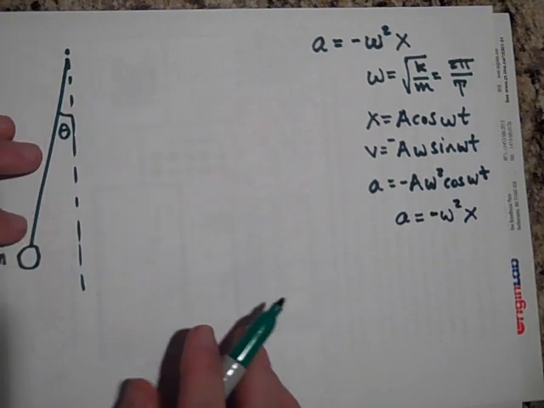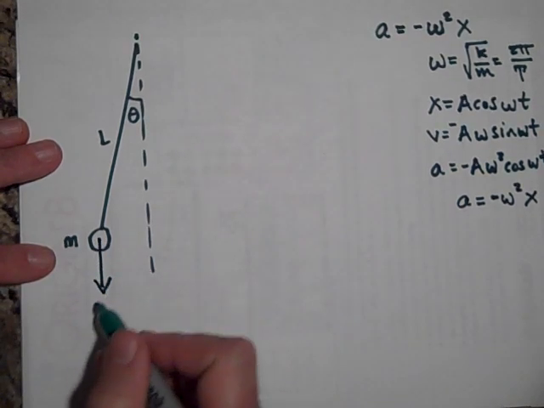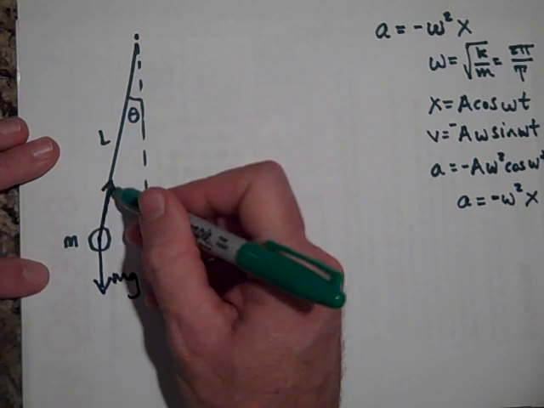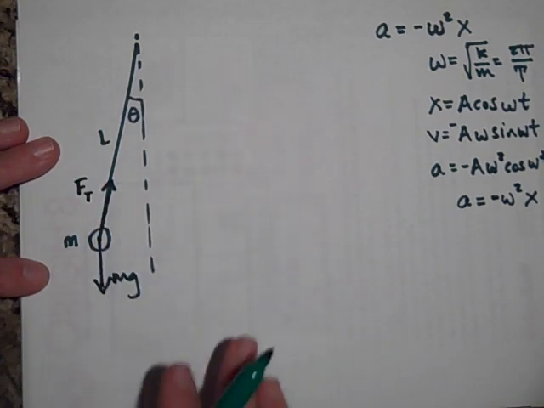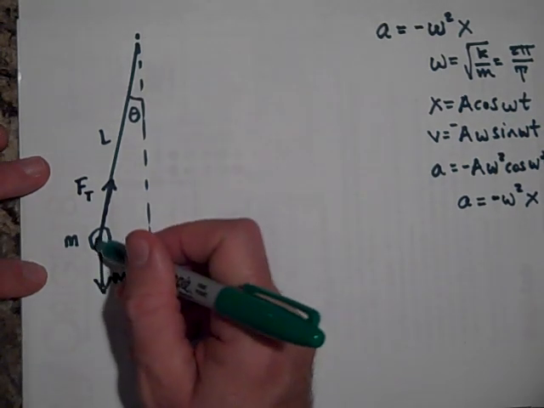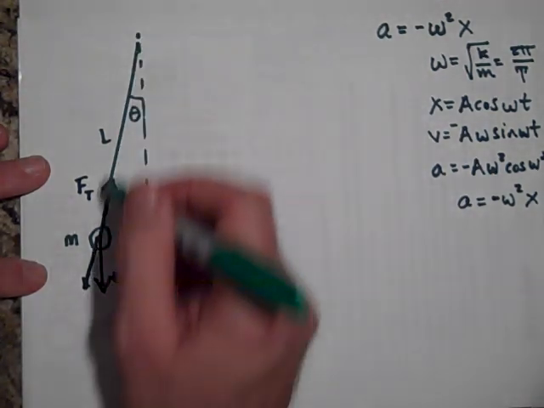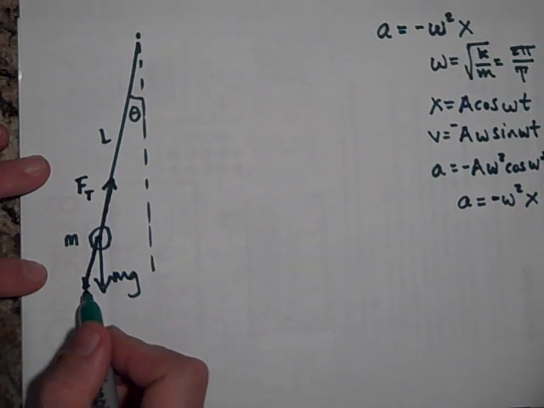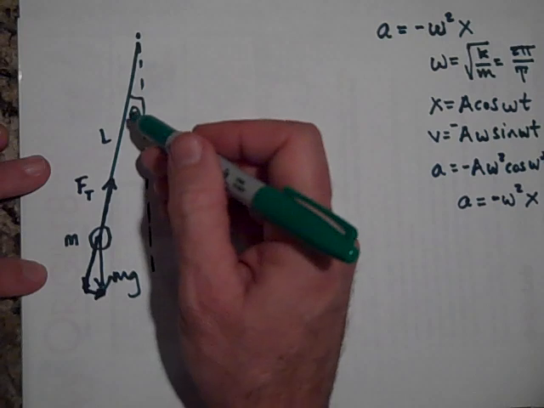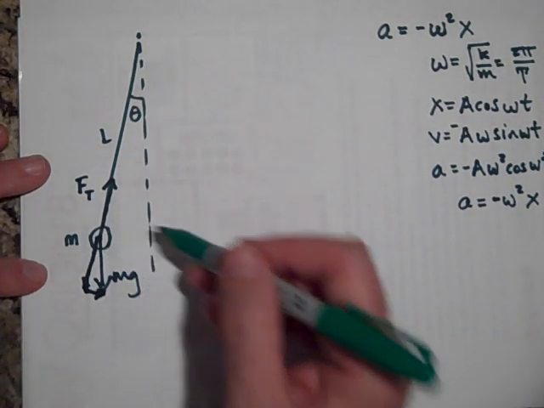Okay. Well, let's take a look then at this. We're going to take a free body diagram of this. mg down. We've got a tension this way. And we're going to break the mg into components. So we're going to have a part that's radial, or along the rope or the string, and then a part that's tangential. If that's theta, then this is theta too. That angle right there is theta as well.